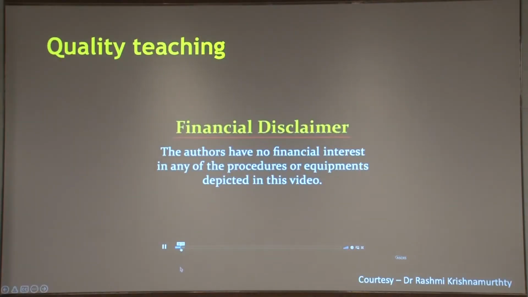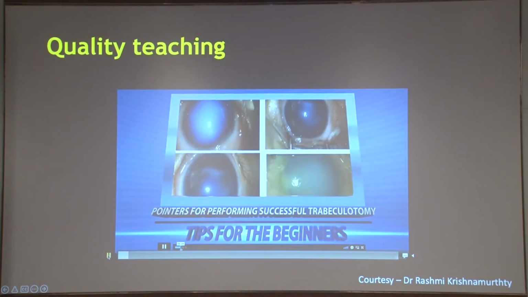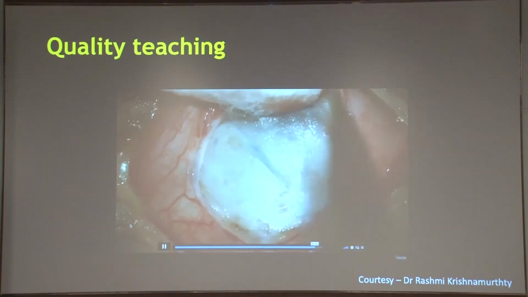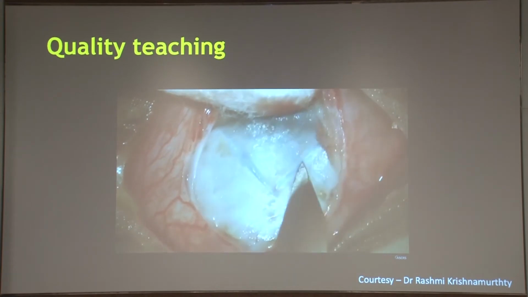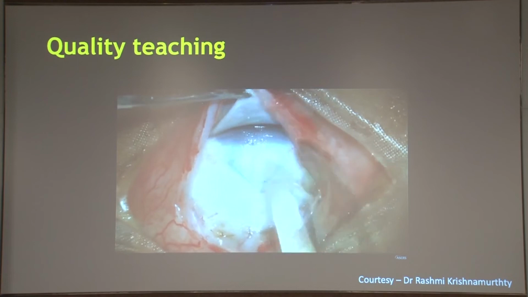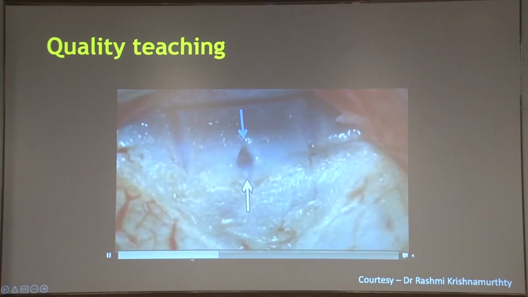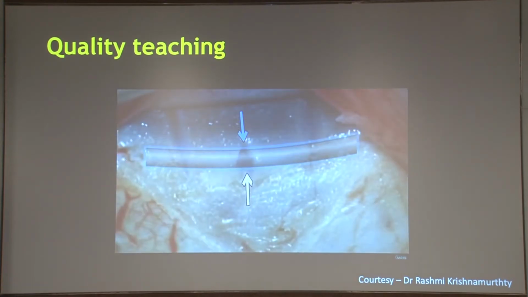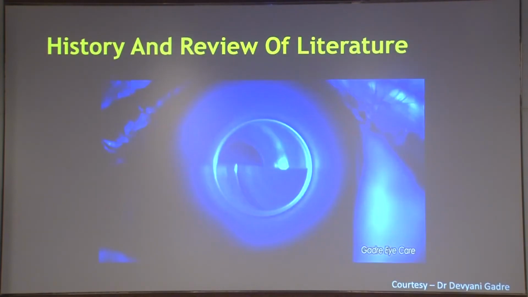Next, this is one of the movies which won an award in ACRS. This is on tips for beginners on how to do trabeculotomy. By giving 3 simple tips, the quality of the video was so good and the narration was so good, it won an award in ACRS last year. Then this was in history and review of literature, just various uses of fluorescein. Just by demonstrating the uses of fluorescein, which all of us know, the nice demonstration also won an award in ACRS.